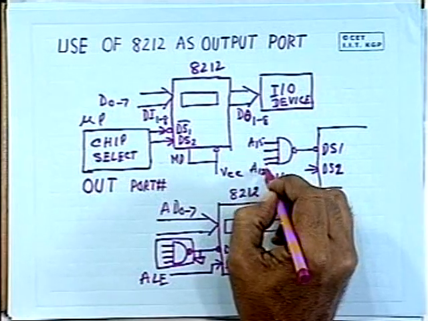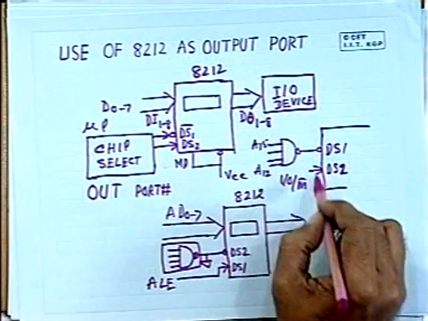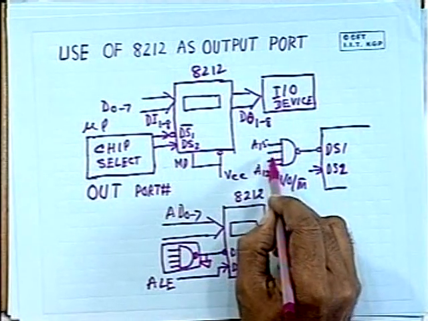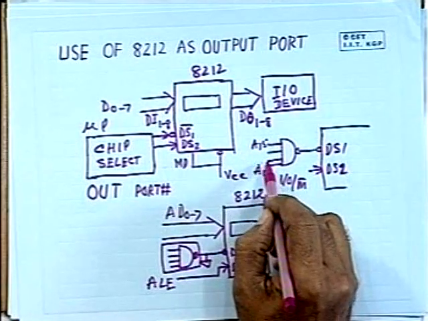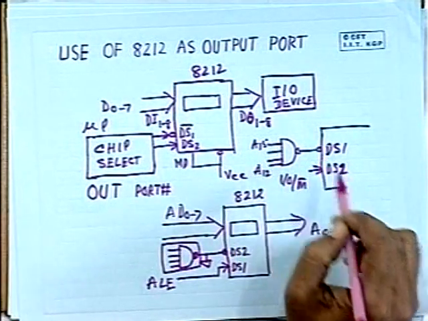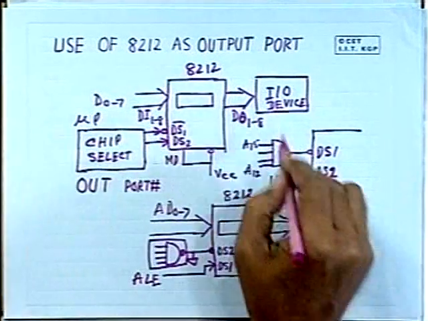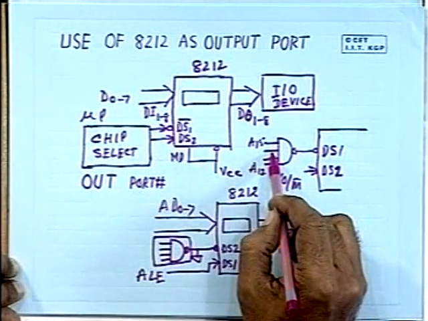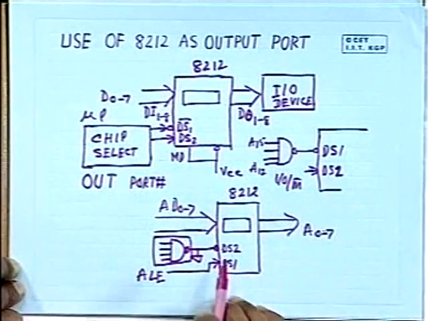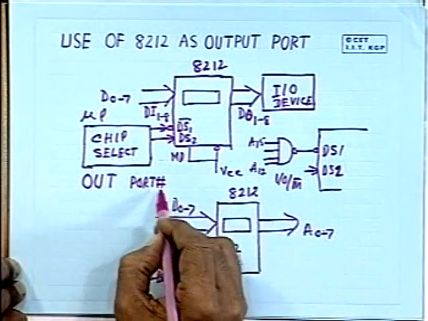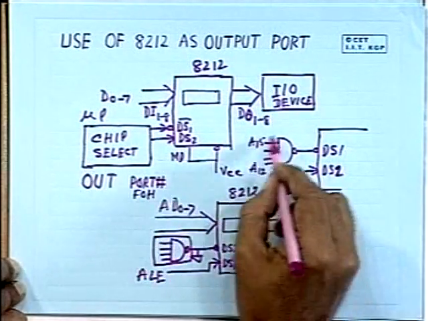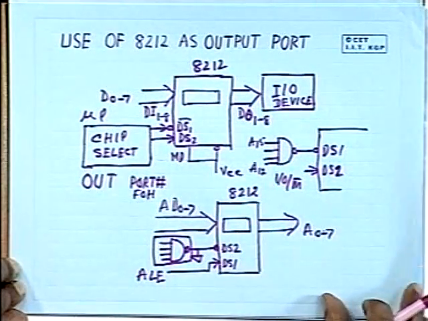So whenever these lines are 1, this will make 0. So whenever you execute an IO instruction with the address values 1111 for A15, A14, A13, and A12, then this chip will be selected and data can be latched. So we can use it as an IO port having the address 11110000. The remaining part does not matter. So the address in this case can be F0 in hex. So whenever the address decoding is done this way, this is how the 8212 can be used as an output port.